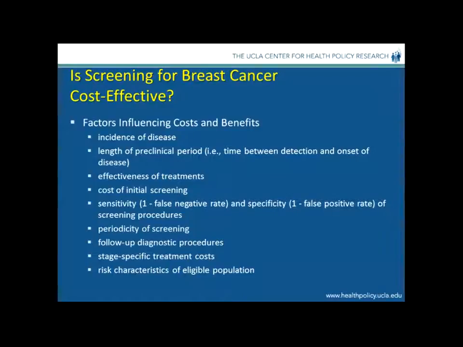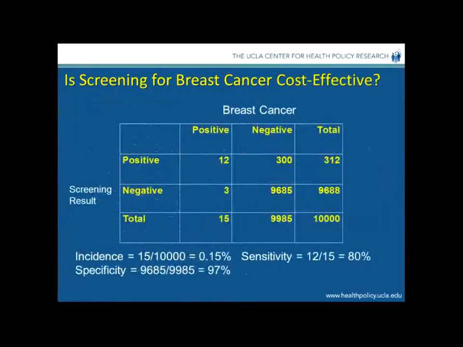Stage-specific treatment cost and the risk characteristics. So it's pretty comprehensive. So is it cost-effective? This is basically the results. You've got the screening results, and then determination of whether those screening results produce true positives, true negatives, and false positives and false negatives. So you've got a 0.15% incidence, sensitivity of 80%, and a specificity of 97%.